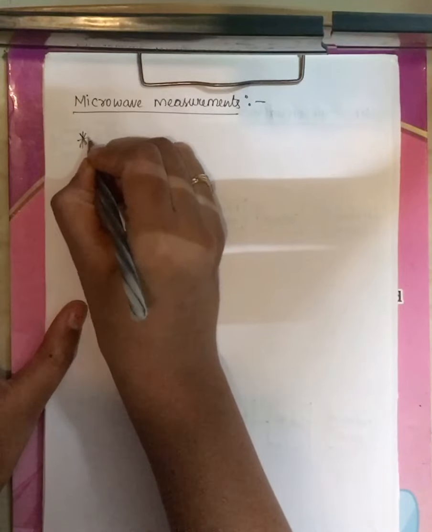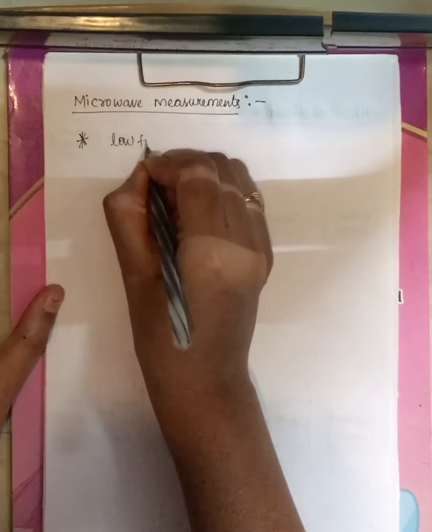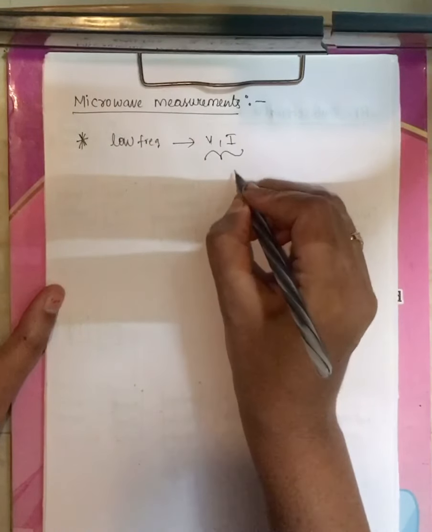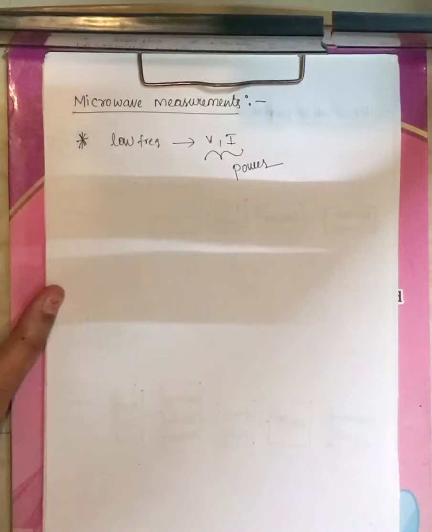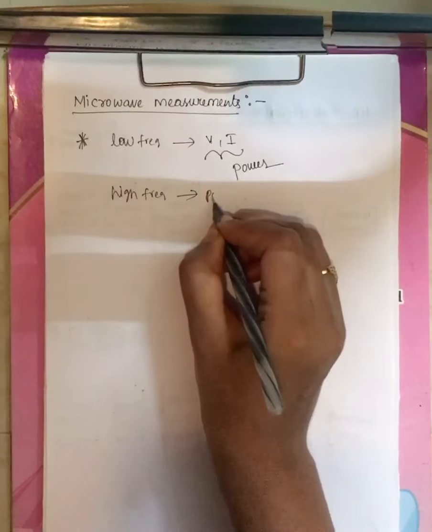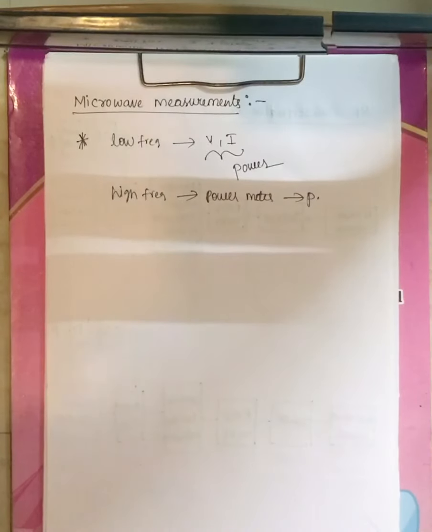Coming to the first difference. At low frequency we measure voltage and current, and using this voltage and current we can calculate power. But at high frequency, we directly use a power meter to measure power. The way we have seen in the microwave test bench, under the test bench we can directly connect a power meter through which we can measure power. That is the main difference.